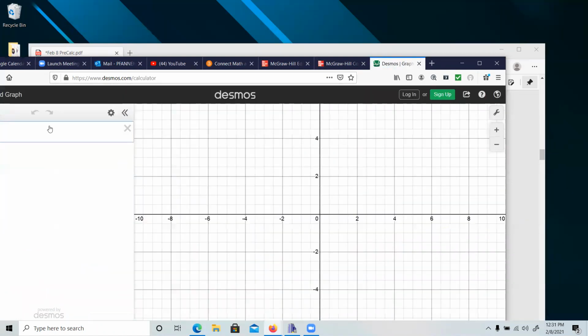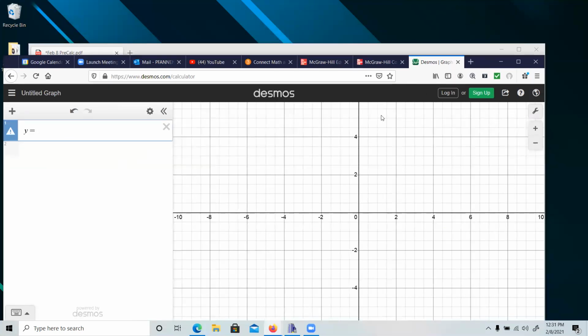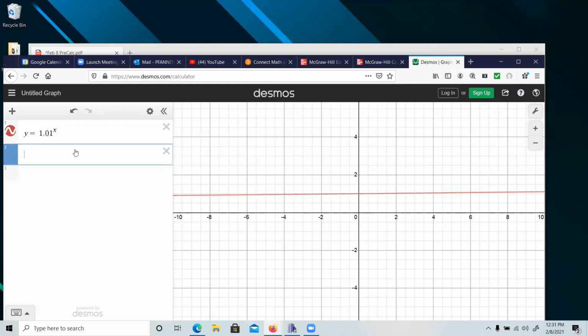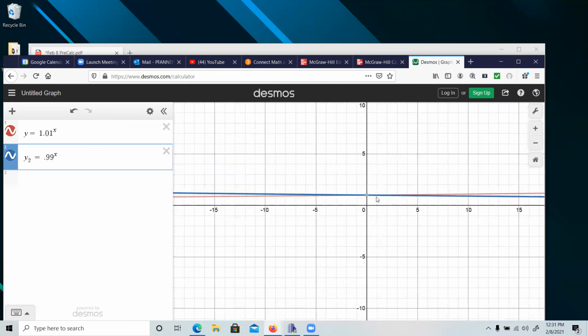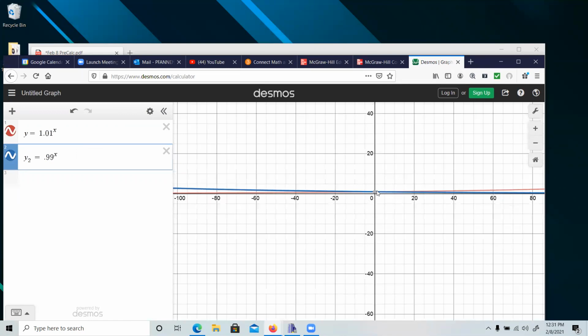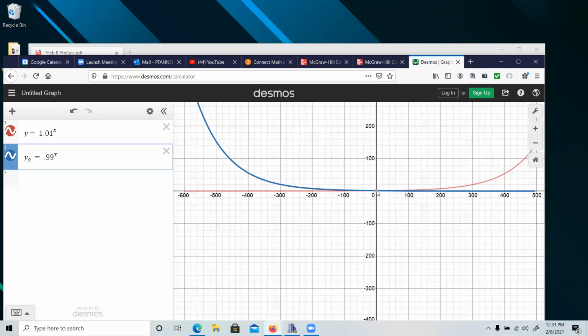All right. So we have, what do we have? We have y equals, say, 1.01 raised to the x. And then we'll have y2 is equal to 0.99 raised to the x. You'll see it's very, very tiny amounts, which is why you want what's going on here.